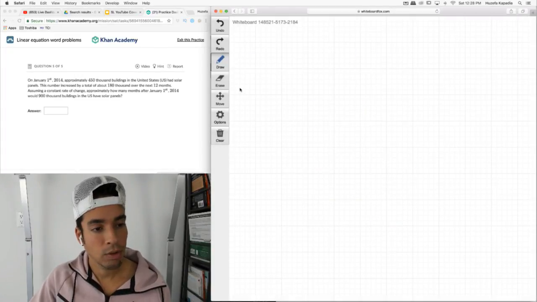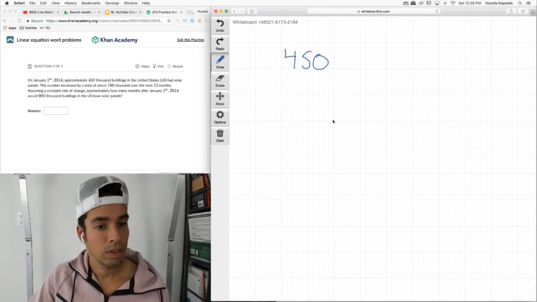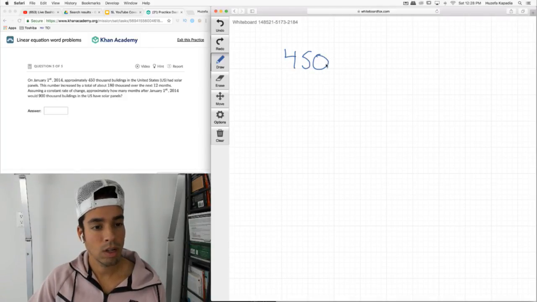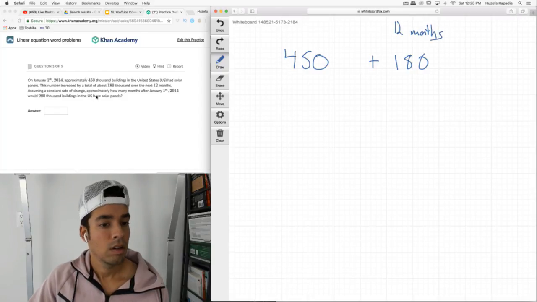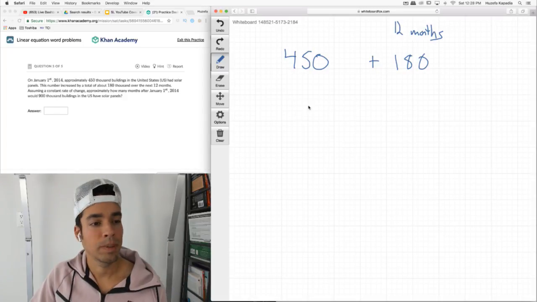Question number 5. On January 1st, 2014, approximately 450,000 buildings in the United States had solar panels. This number increased by a total of about 180,000 over the next 12 months. Assuming a constant rate of change, how many months after January 1st would 900,000 buildings have solar panels?